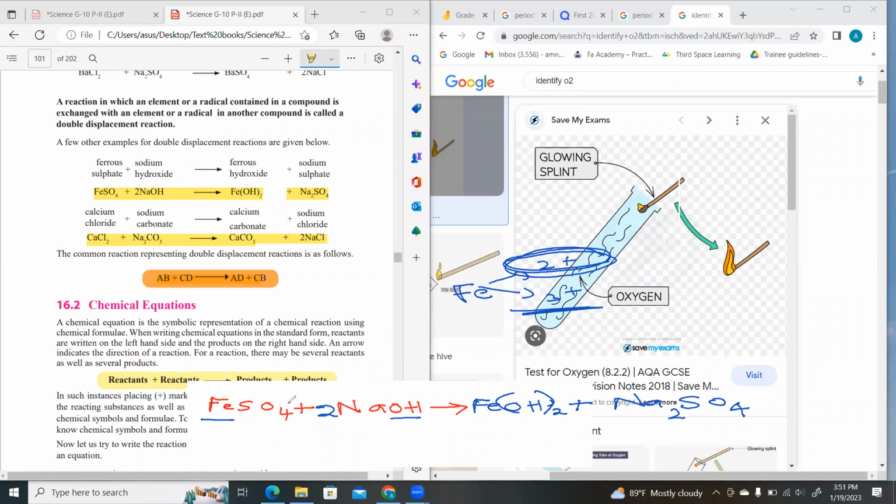Sodium 2, sulfate 1, sulfate 1. Yes, all are balanced. So this is how this reaction came. So this type of reactions we say double displacement reactions.